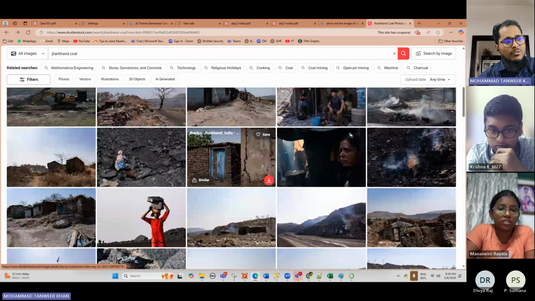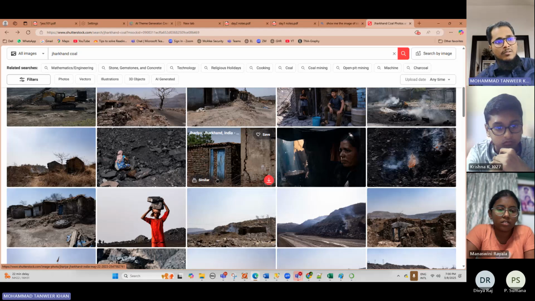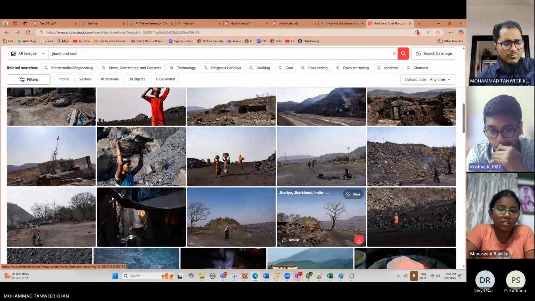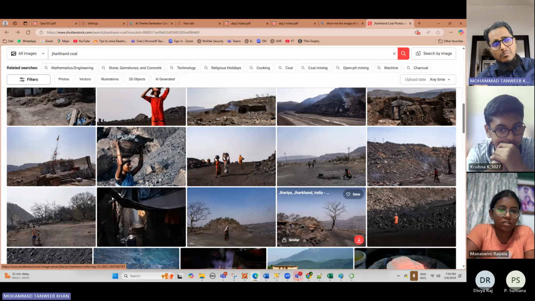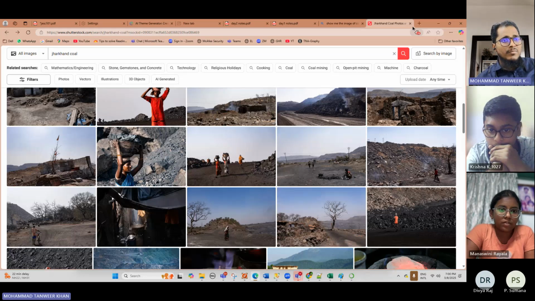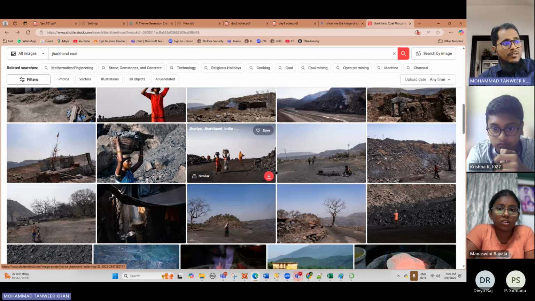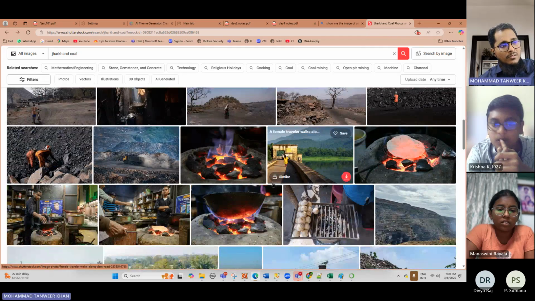Jharkhand has full reservoirs of coal. There is a coal mine which has been burning for a long time. All the scientists have tried water and a lot of chemicals, but it is still burning. It's in Jharia, a place in Jharkhand.